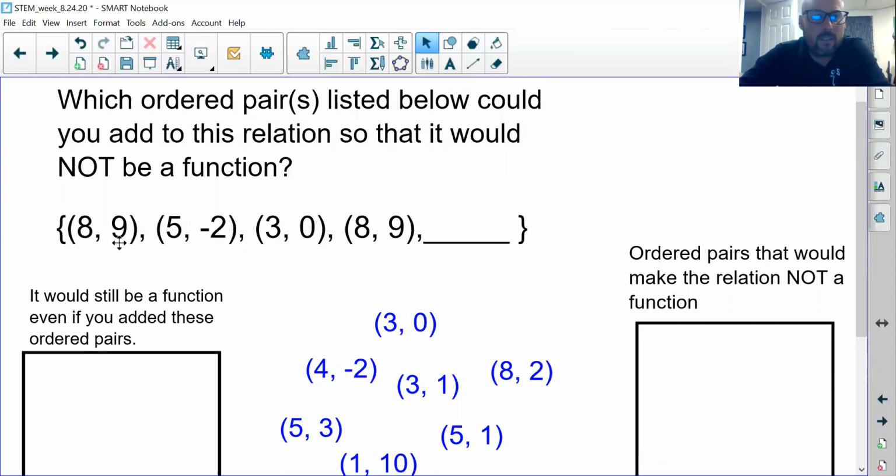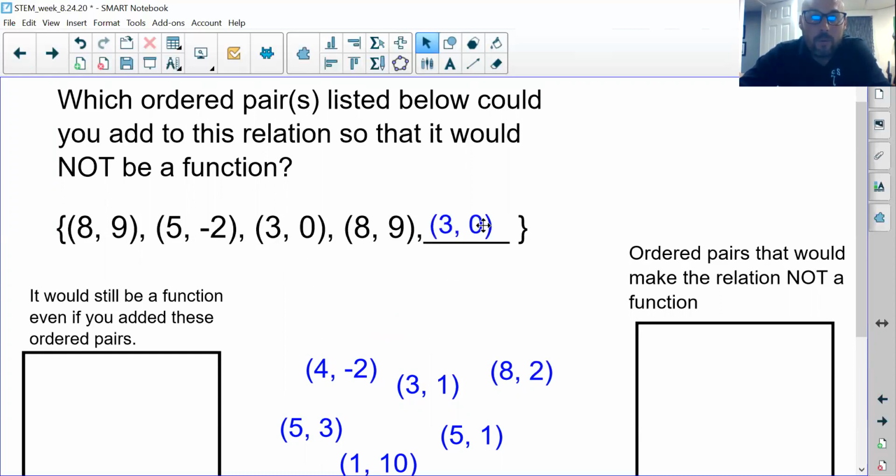First of all, are these 4 even a function right now? 8 goes to 9. Does 8 go anywhere else? I have another 8 here, but notice this 8 is going to 9. So this 8, 9 is just a repeat of this one. So it's still a function. 8 always goes to 9. 5 goes to negative 2. It's not going anywhere else. 3 gets mapped to 0.